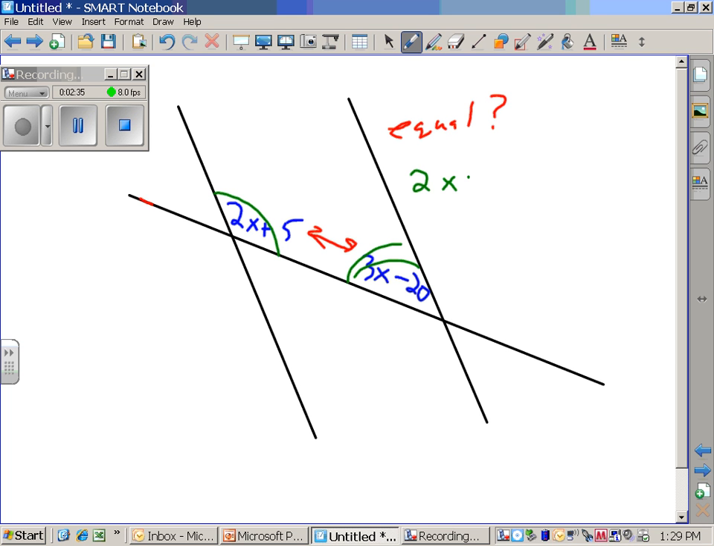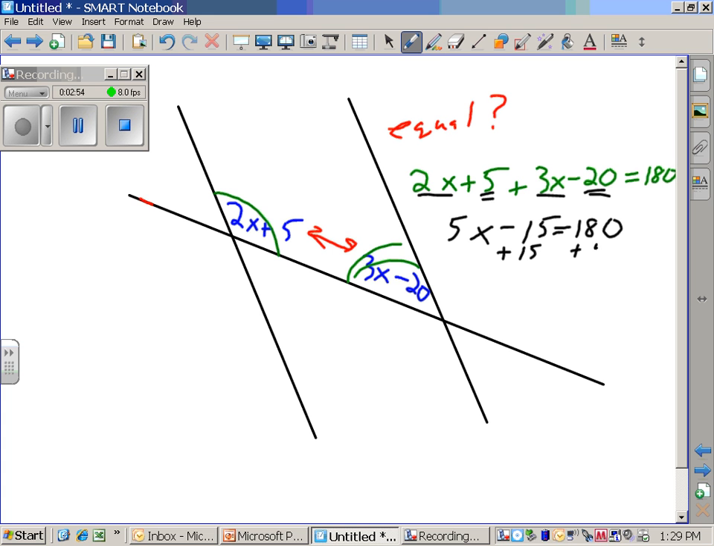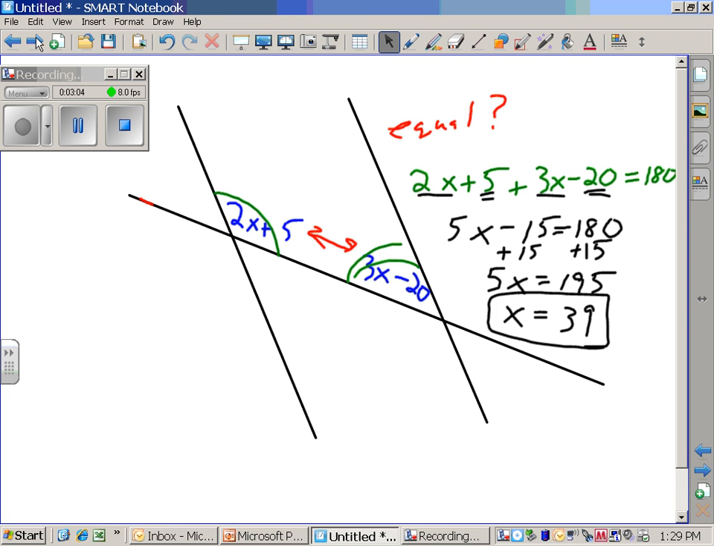What that means is I write the first angle's measure, I add it to the second angle's measure, and I know they add up to 180. That's what supplementary angles do. If I combine like terms, all I have to do is add 15 to both sides, and I get 5x equals 195. And we've solved for x there. A little bit more complicated than the last problem, but algebraically, it's not too bad.